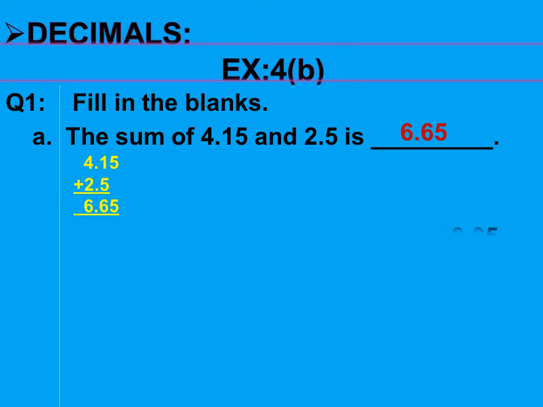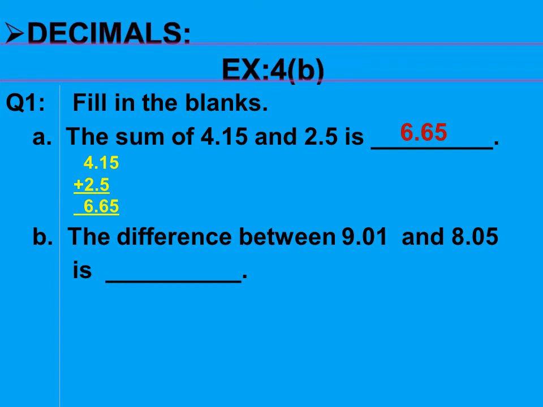Now we will move to the next part, part B. The difference between 9.01 and 8.05 is dash. Dear students, in this part, the keyword difference is present. Difference means that we have to subtract these two given decimal numbers. Okay. Now let's see. When we subtract these two decimal numbers, we will get the answer, that is 0.96. Okay, which is our required answer.